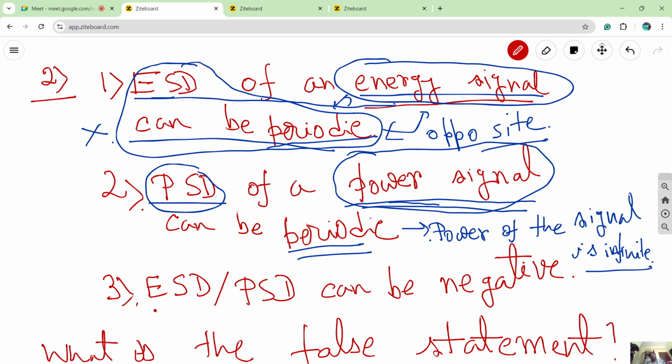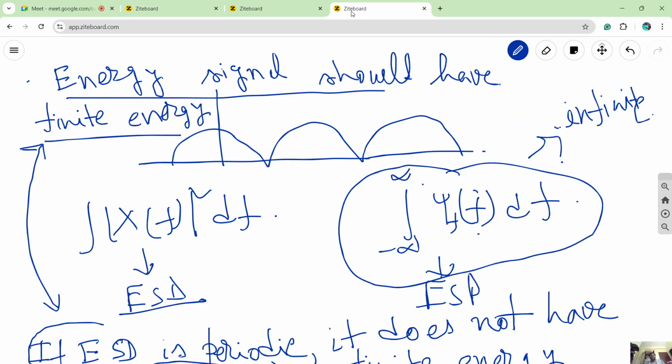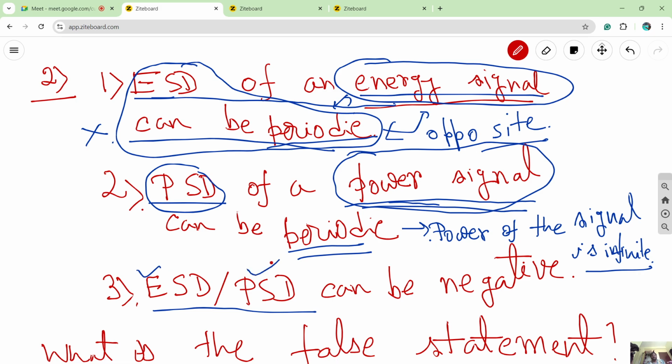And also, this statement cannot be true because ESD and PSD we take mod square value, and this mod square value can never be negative. Or you can intuitively think that ESD or PSD, power or energy, can never be negative. Because for a particular frequency, if energy or power is negative, then what is the physical meaning of that? So over any frequency, it cannot be negative. That's why ESD or PSD can never be negative. So all of the statements are false. So this is false, this is false, and this is false. All of them are false.